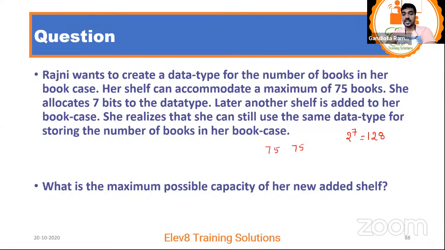She realized that she can still use the same data type. దాన్ని మాత్రమే యూజ్ చేయగలదు, ఓకేనా? ఎన్ని బుక్స్ స్టోర్ అవుతాయండి? ఆల్రెడీ మీరు 75 స్టోర్ చేశారు కదా ఇక్కడ. సో మాక్సిమం బుక్స్ ఆల్రెడీ మీకు తెలుసు 128 స్టోర్ చేయగలము. ఆల్రెడీ ఉన్న బుక్స్ 75. సో రిమైనింగ్ ఎన్ని బుక్స్ ఉంటాయి? 53 మా, it is 53.